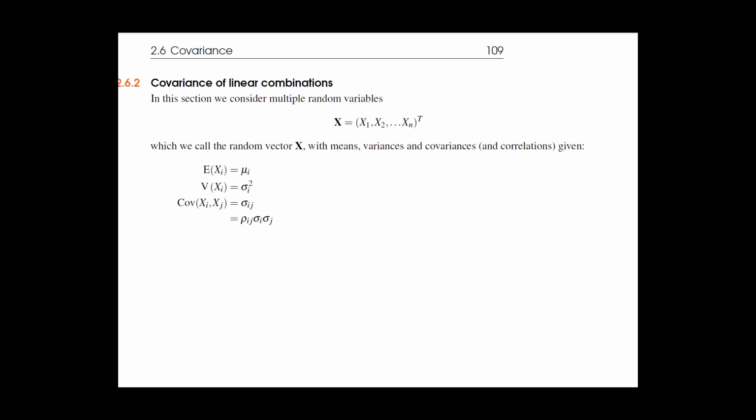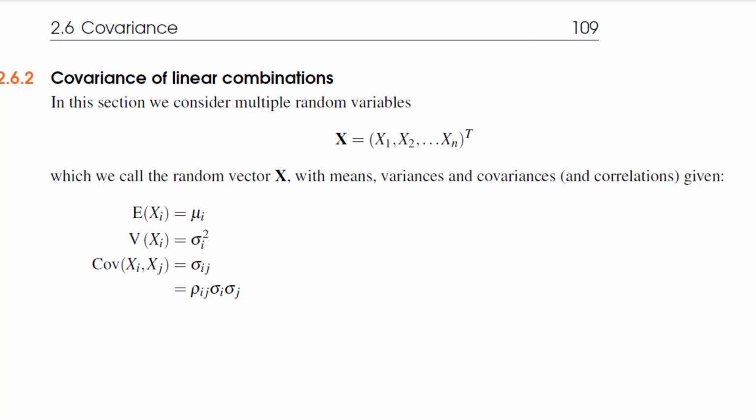Besides the covariance representing the linearity of the relationship between X and Y, the covariance is also useful for computing the variance of linear combinations, which we're going to do a lot in this course. So let's start with some notation. From now on, we're going to use a vector notation when we refer to these n random variables, x1 to xn. We're going to call them random vectors, and we'll use the bold notation for vectors or matrices.